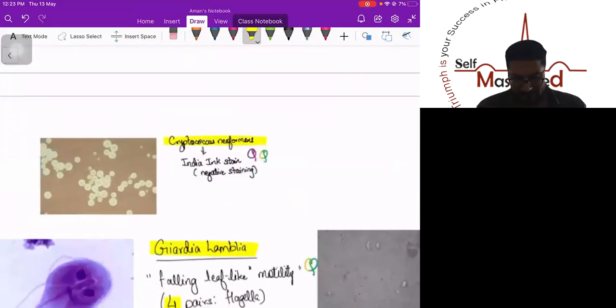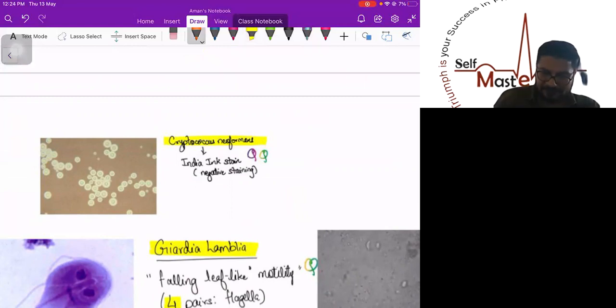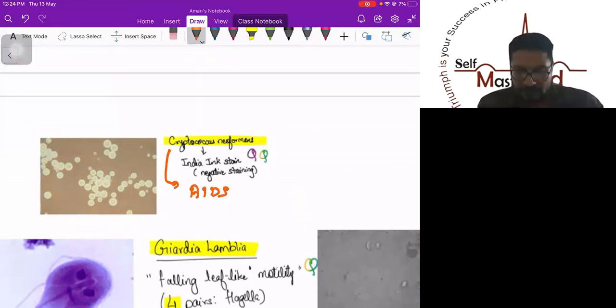Okay, then what we have is an infection, that is Cryptococcus infection. Generally seen in AIDS patients. And in this infection, you will stain this by India ink preparation.